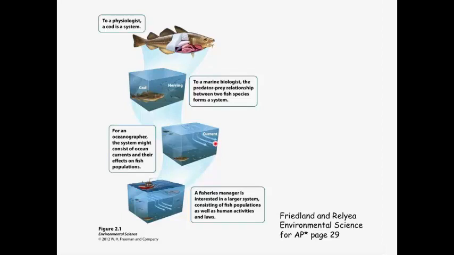And to somebody who's a fisheries manager, they might be interested in multiple fish populations and human activities and the shoreline and the input of pollutants from the shoreline and the extraction of materials, and you get the idea. So these are four different systems, each defined by a different user, by a different kind of scientist. And that's one of the points we make very early on in Chapter 2.